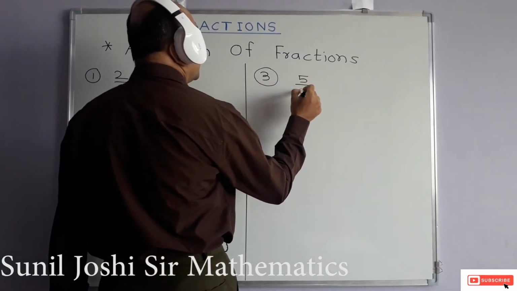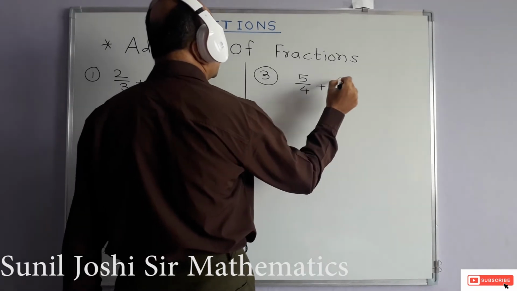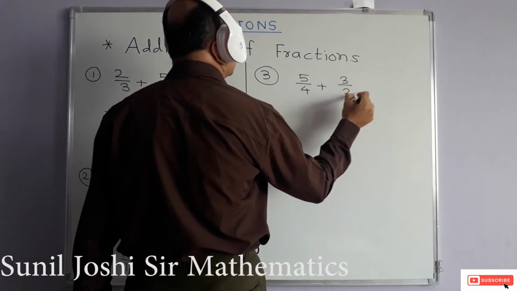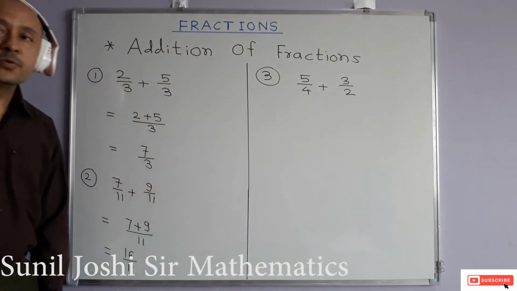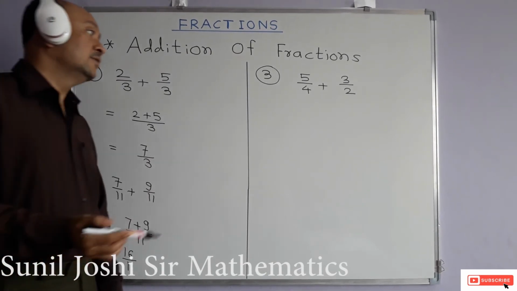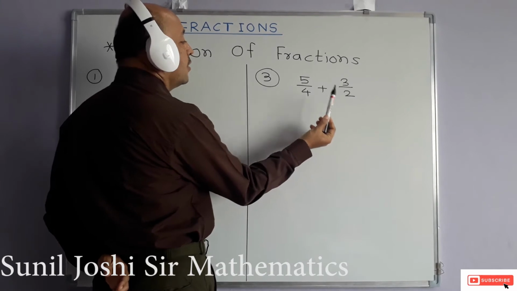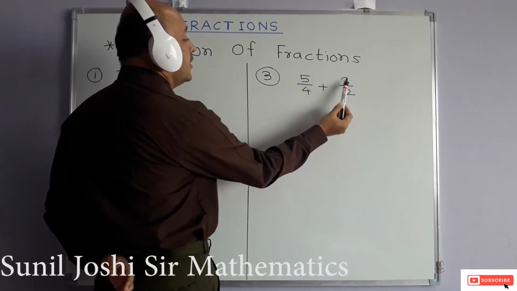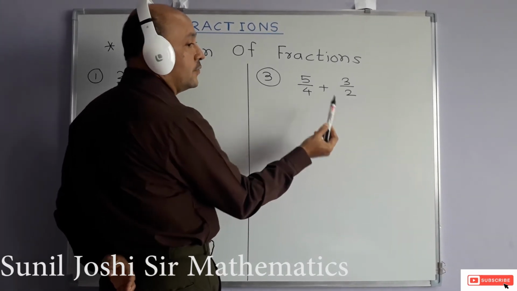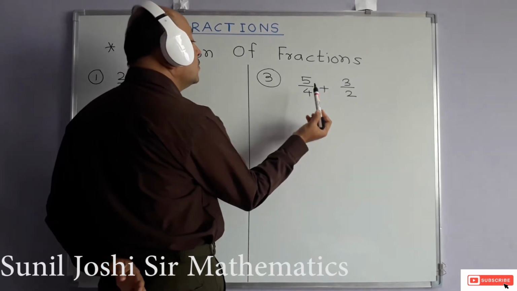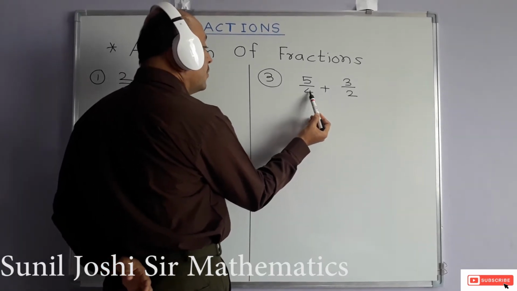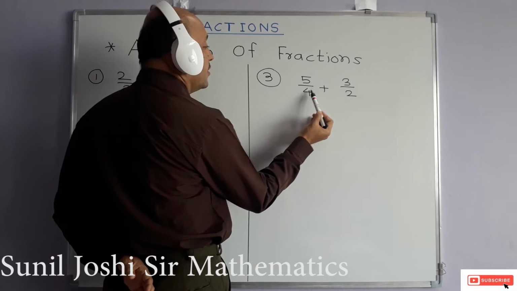5 upon 4 plus 3 upon 2. This is an example. So what is the difference, students? Here the denominators are not same. Here is 4 and here is 2. So we are not going to add directly 5 plus 3 and 4 plus 2. It is out of rule. Got it? So what is the rule of the addition? Denominator must be same.